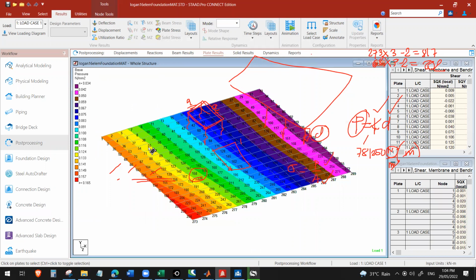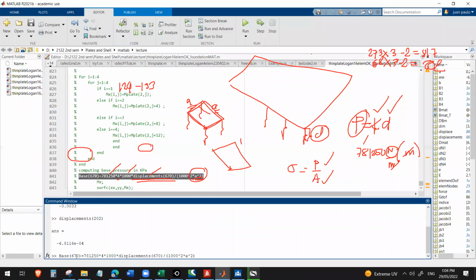So let's just check plate 51, for example. If you refer to our contour, here is plate 51, pure yellow. So here is our base pressure, around 124 to 133. Let's write it down: 124 to 133 kPa. So that's plate 51. So I'll change this.